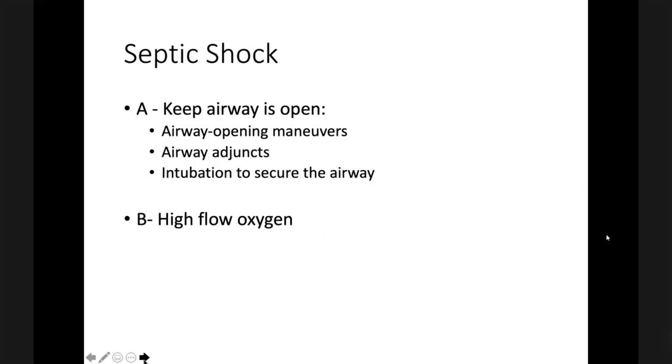Right. Septic shock, another type of shock, a fairly common thing, right? Same principles, but the most important thing in septic shock is that antibiotics are very, very important. There's something called the golden hour in septic shock.